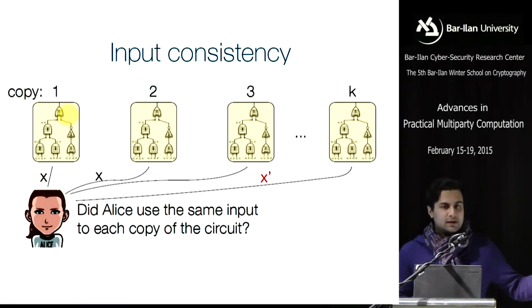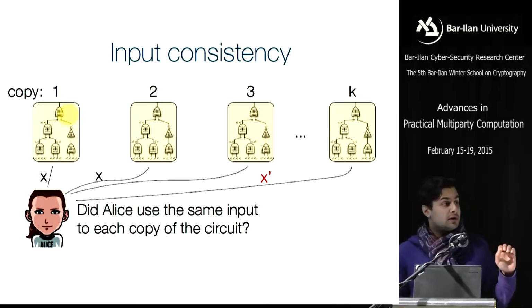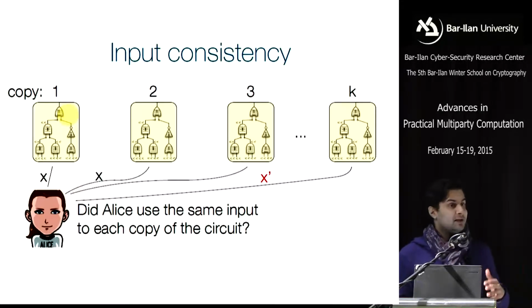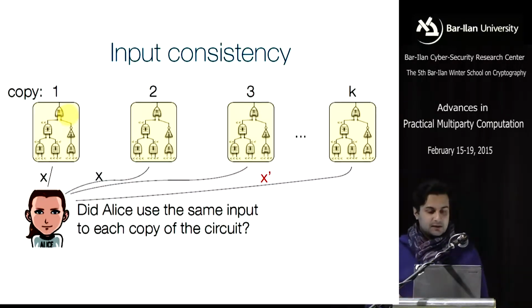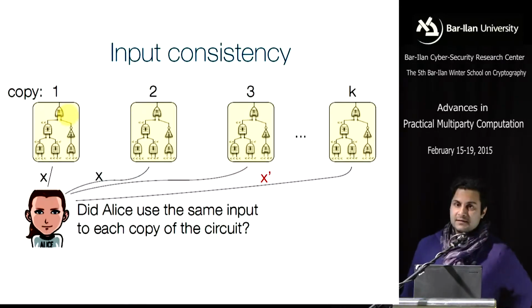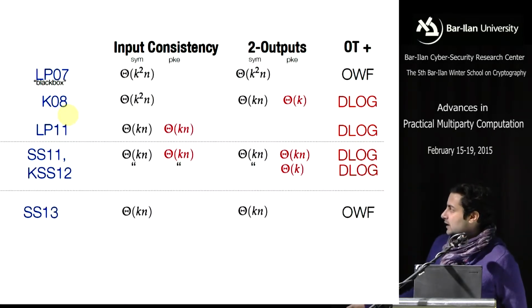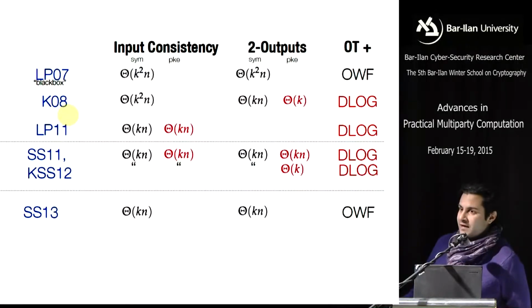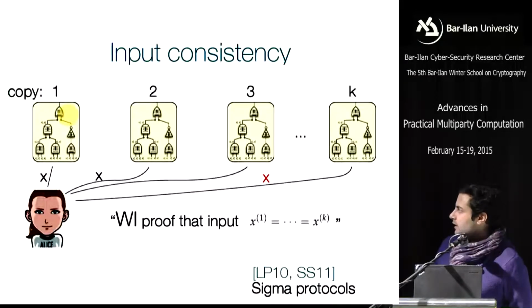Here is this third major problem. In the Lindell protocol, we saw a sigma protocol approach to solving this problem, and now we're going to see a black box version of this protocol. It doesn't need to use any specific number theoretic assumption. So recall the problem is that Alice may use different inputs for each copy of this circuit, and we have to verify that. Previously, we used that sigma protocol. Now we're going to use something slightly different. So the budget that we have to solve this problem is Kn symmetric operations.